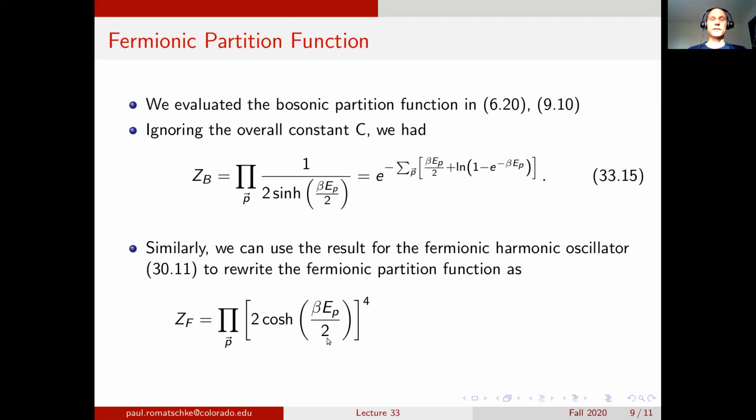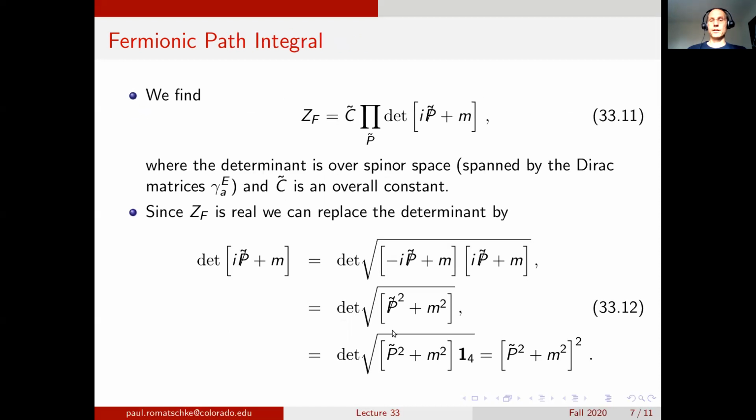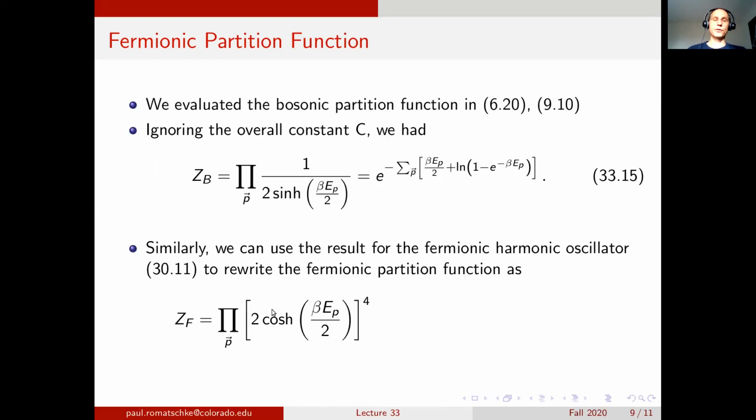The only difference is that for the fermions, we have 4 copies because we had this 4 by 4 matrix that we took the determinant of. So instead of just having a single harmonic oscillator for the fermions, we have 4 copies. That gives us a power 4 for the corresponding partition function of a Dirac fermion.